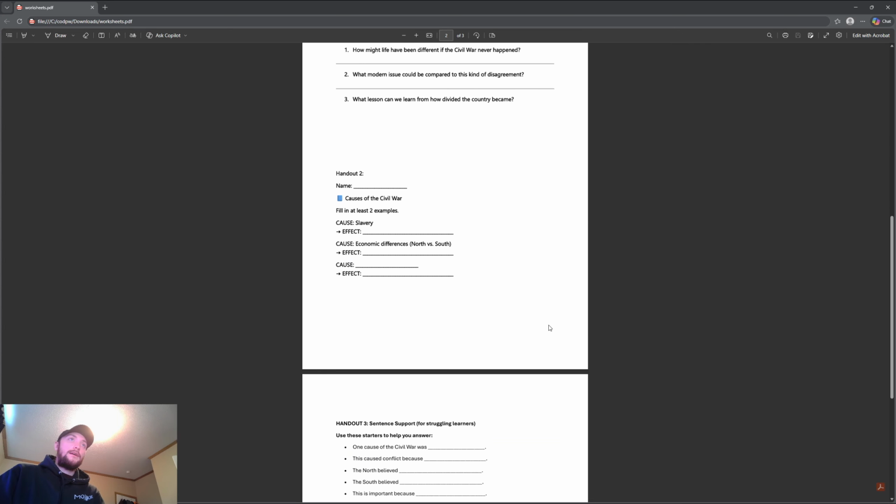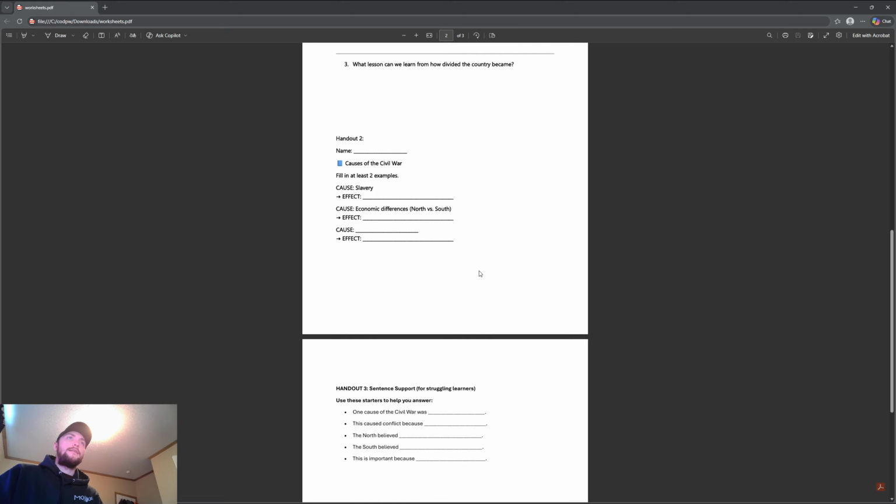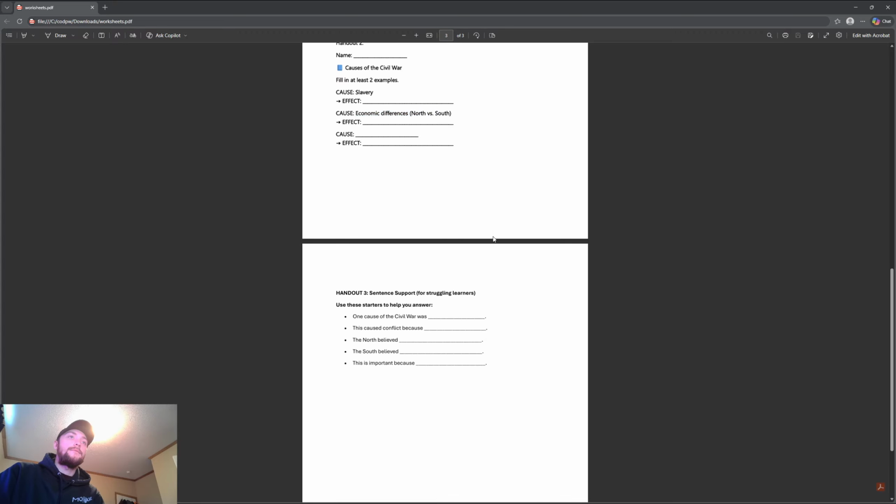And then I'm going to give you a second handout, and these are just the causes of the Civil War. So I want you guys to at least fill in 2 of the examples. I left the third one blank if you want to get a little more technical. But basically, the cause slavery, what was the effect? The cause economic differences between the North and the South, what was that effect?